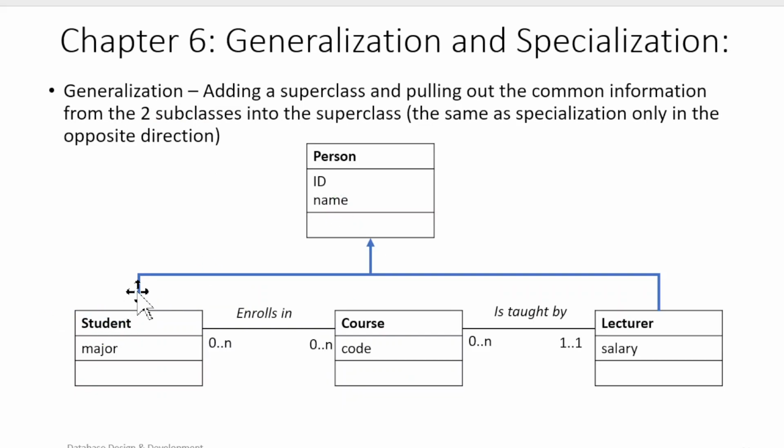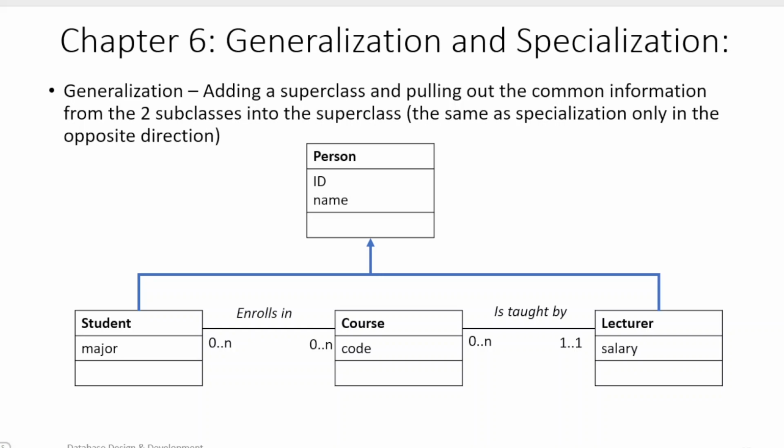Generalization is kind of the opposite, where you push upwards. If you have a lecturer and student, which both have an ID and a name, you take them out of those tables and push them up into a table called person. And it's all a hierarchical thing. But like I say, the hierarchy is very limited in power within SQL.